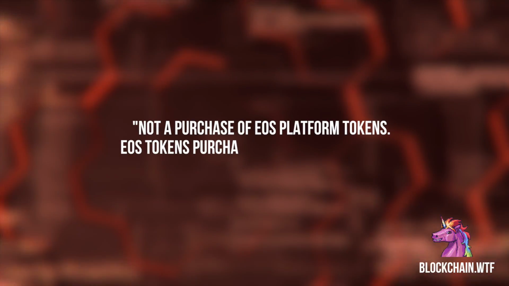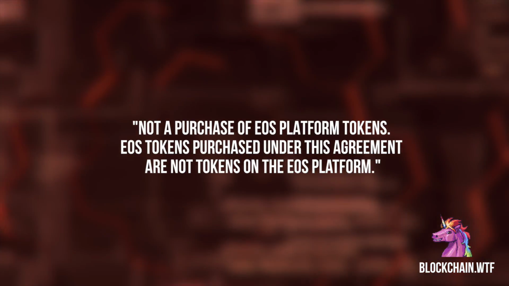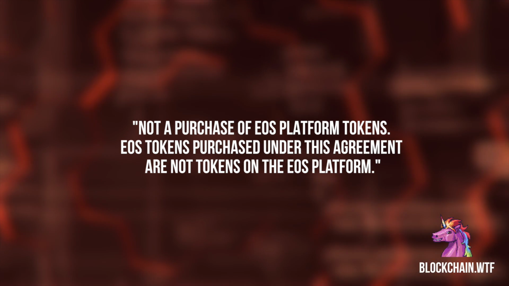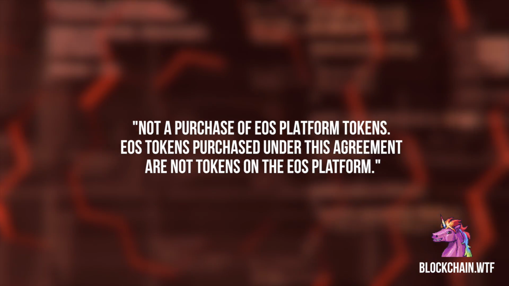When investing, it's really important to look at the project-issued white paper to figure out what goals the project hopes to achieve. Not a purchase of EOS platform tokens. EOS tokens purchased under this agreement are not tokens on the EOS platform. Whenever you take part in an ICO, you're entering into an agreement made by the token issuer. These details are often found in the white paper.